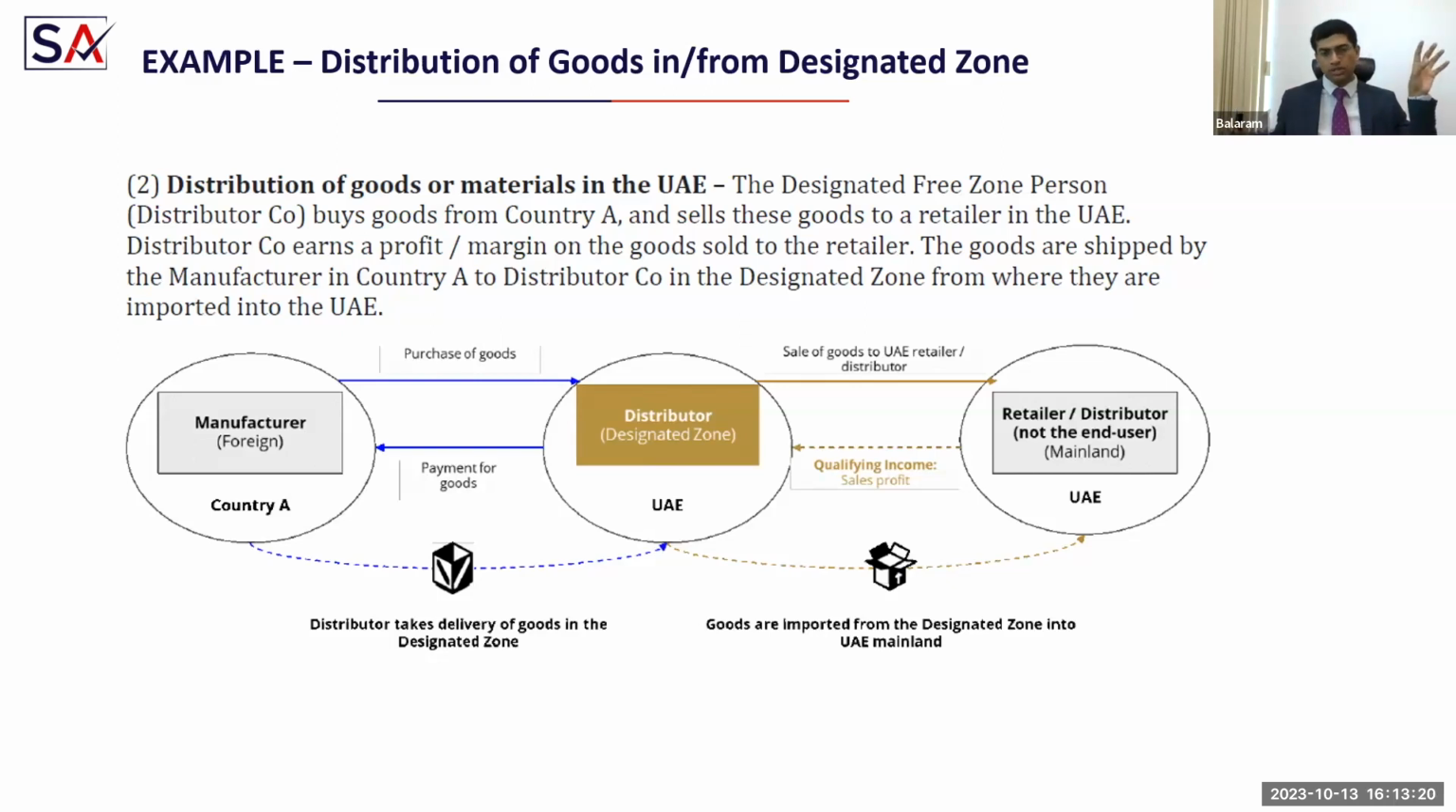And in this process, you are bringing those goods physically from outside UAE to the designated zone, from where you are supplying them to a retailer in mainland. If this is the case, whatever transaction you're doing will fall under a qualifying activity, and whatever income you generate out of this activity becomes a qualifying income, which may be subject to tax at 0%. As I mentioned, you are a distributor established or located in a designated zone. You are buying from a manufacturer, goods are physically routed through the designated zone, and you're selling them to a retailer in mainland. So all these conditions have been met, and your income will be subject to tax at 0%.